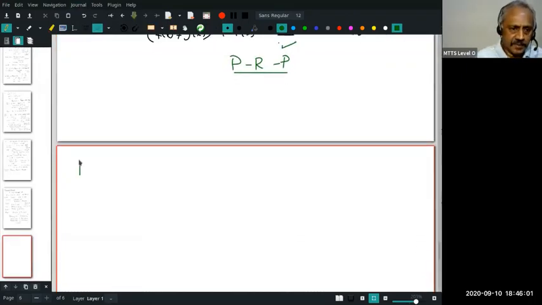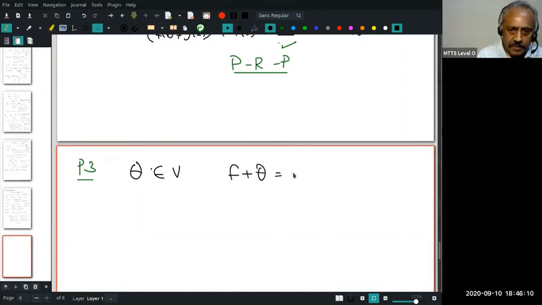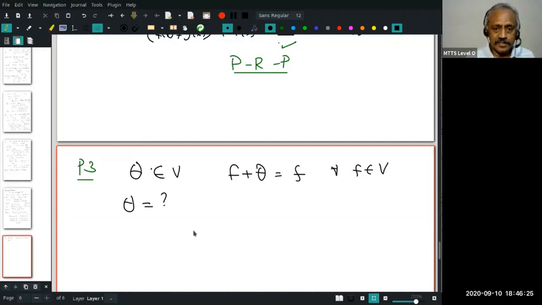And what is P3? Now P3 says there should exist a function theta in V so that f plus theta equals f for every f in V. Okay. We want to find the theta. Theta equal to what? That's the question. Right? Now what we do is the same way I did for R^n. I didn't simply write take theta equal to minus f. It may not make sense. You understand? So theta must be a function from X to R.